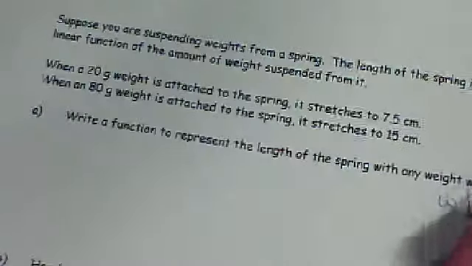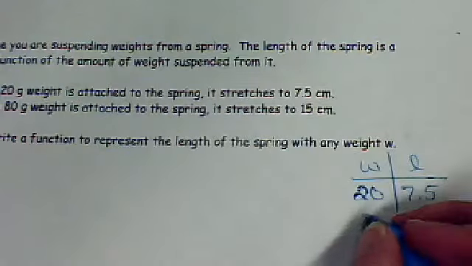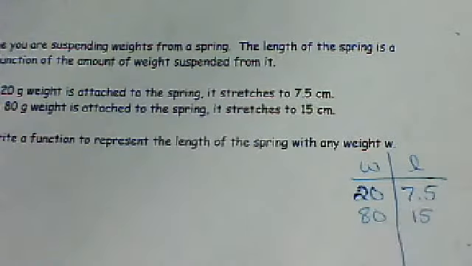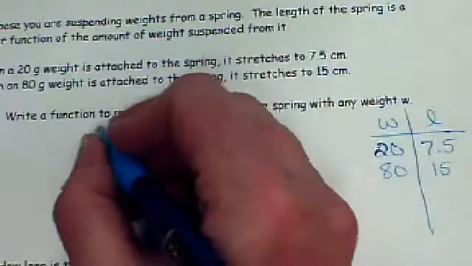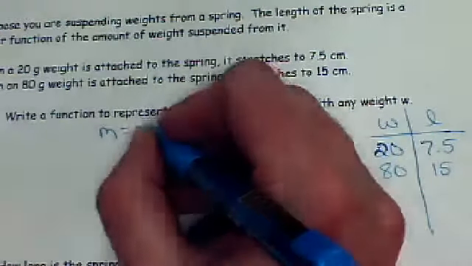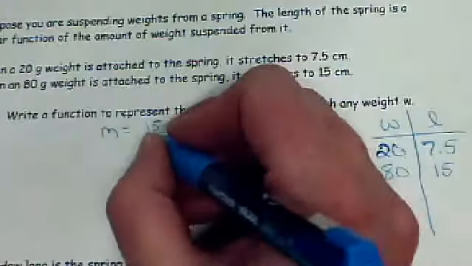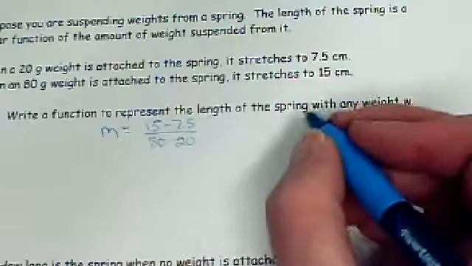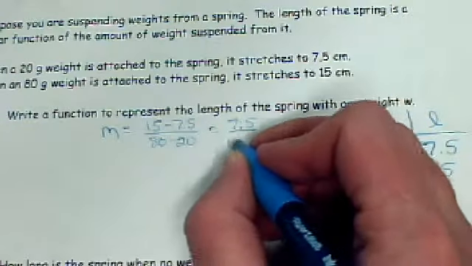So I'm going to make a little table here. We've got weight and length. When you have 20 grams of weight, the length was 7.5. And when you had 80 grams of weight, you have 15. So when we're writing an equation, the first thing we want to do is find our slope or our gradient. So I'm going to take y value minus y value, 15 minus 7.5, over 80 minus 20. And this ends up giving me 7.5 over 60.